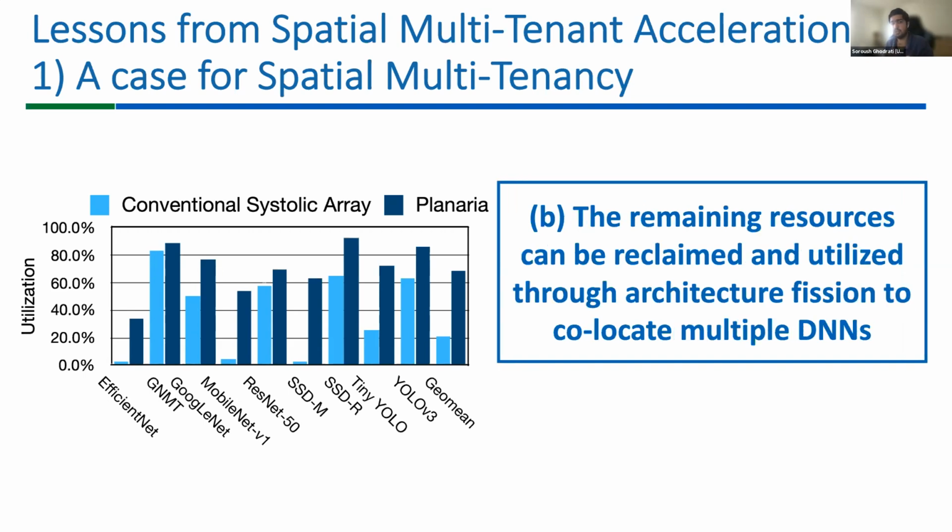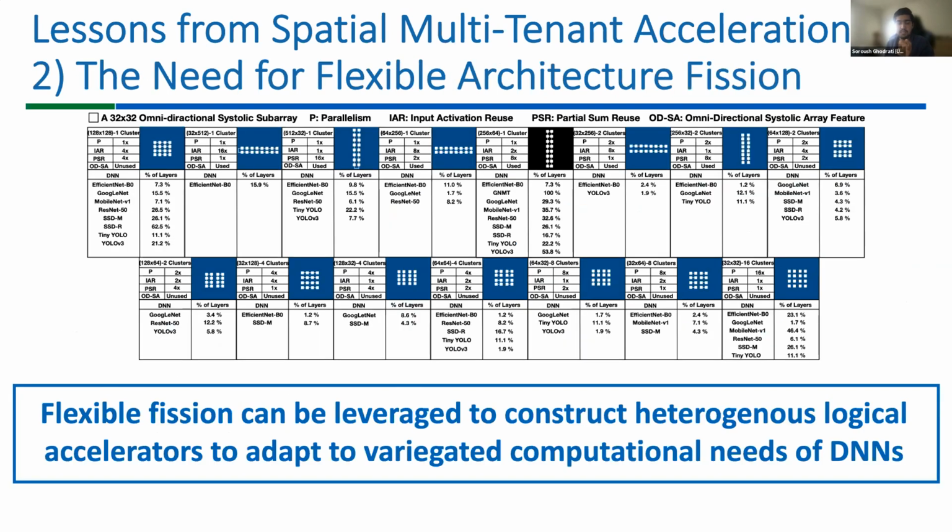Also, one more important thing is that even if there is still resource underutilization, although we adapt to the needs of the DNN, the remaining resources can be reclaimed and utilized through architecture fission to co-locate multiple DNNs. The second lesson is actually the need for flexible architecture fission.